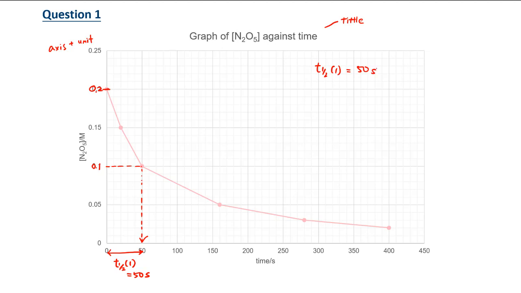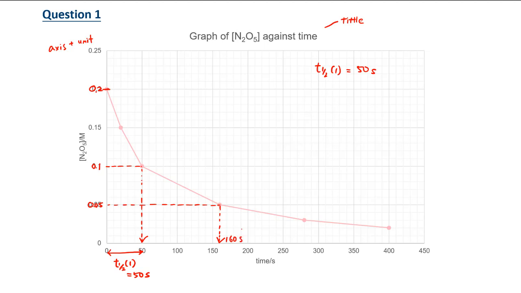So for our second half-life, this 0.1 becomes our initial concentration. Half of your concentration, 0.1, is equal to 0.05. So again, we put a dotted line to see where your second half-life is. In this case, it stops at this part, which is around 160 seconds.